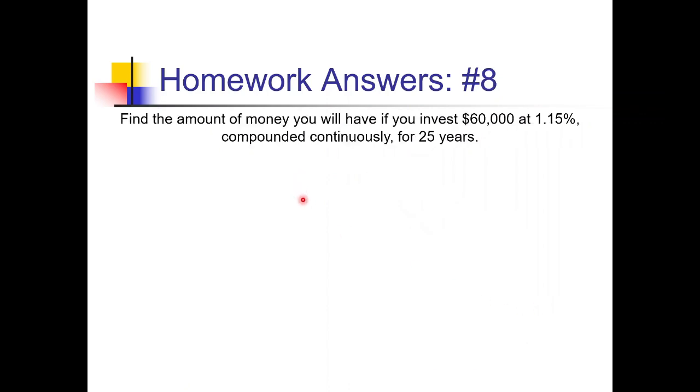For this problem, we've got some continuous compounding going on. We're investing $60,000 at 1.15% for 25 years. So since we're compounding continuously, we go straight to the PERT formula here, P e to the r t. So we're plugging 25 in for the t value, and then our principal is 60,000. We've got e to the interest rate here of 0.0115 if we express that as a decimal, and then t is 25.